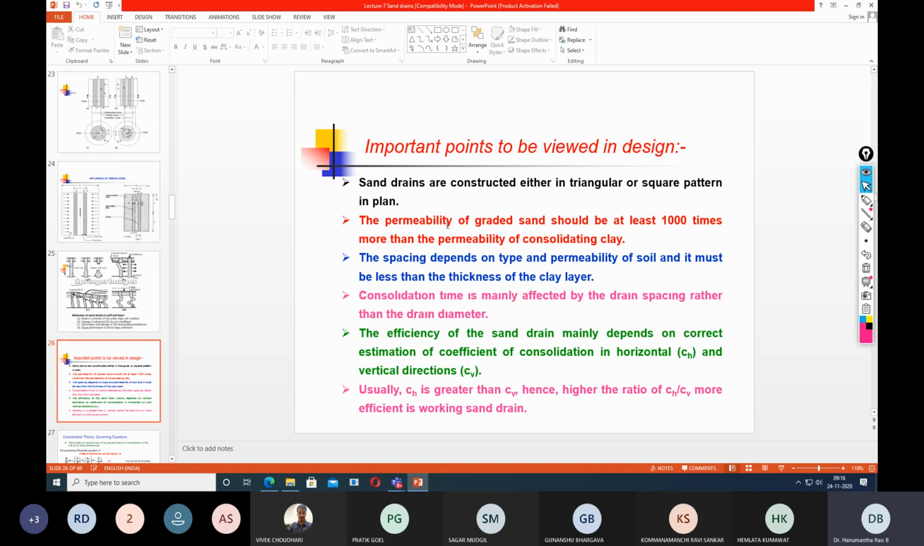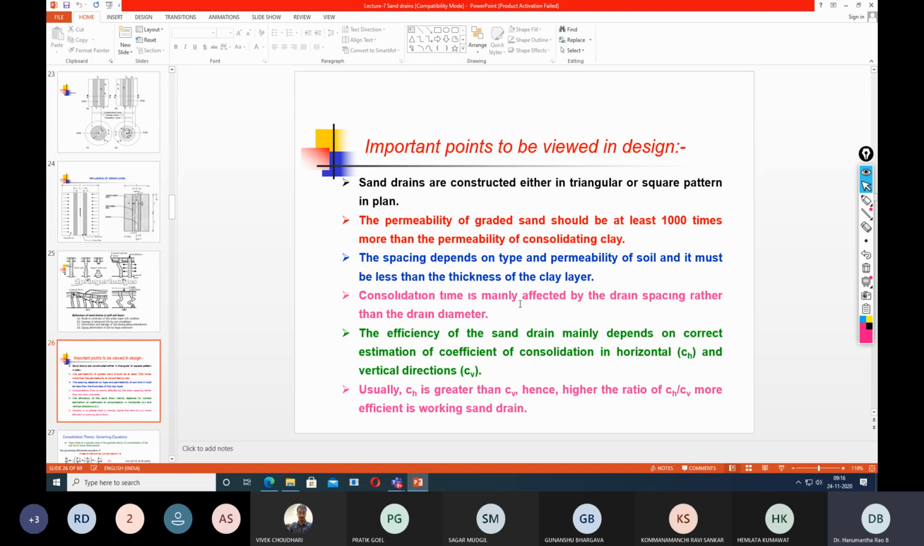Sand drains are constructed either in a triangular or square pattern. The permeability of graded sand should be at least 1000 times more than the permeability of the consolidating clay. The spacing depends on the type and permeability of soil, and it must be less than the thickness of the clay layer. Consolidation time is mainly affected by the drain spacing rather than the drain diameter.